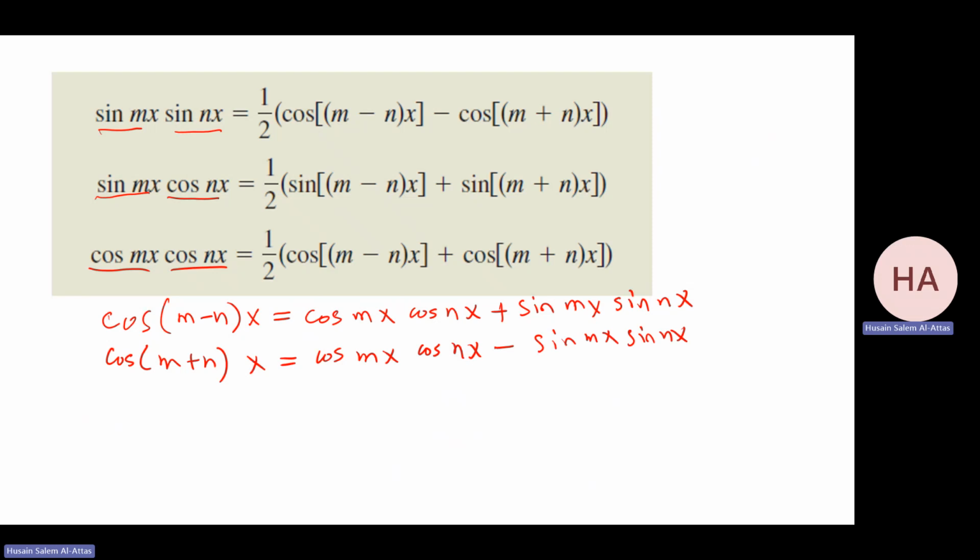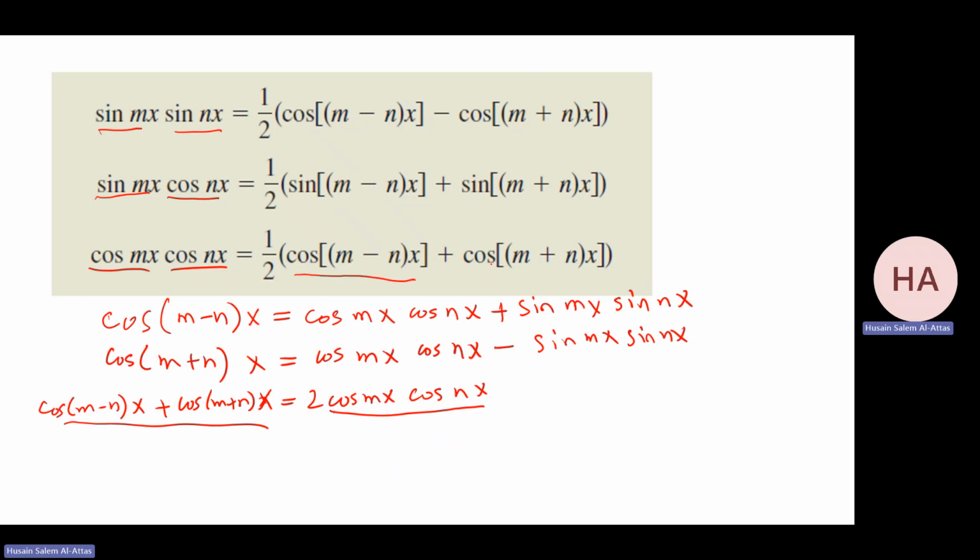Now, if you notice, if I add these two, cosine (m minus n)x plus cosine (m plus n)x, I'm getting 2 cosine mx cosine nx. So that means cosine mx cosine nx will be this over 2. Cosine mx cosine nx is cosine the difference plus cosine the sum, over 2.